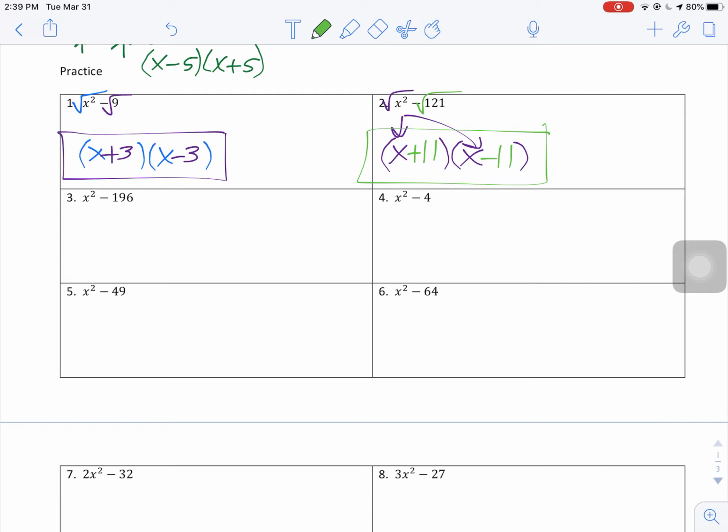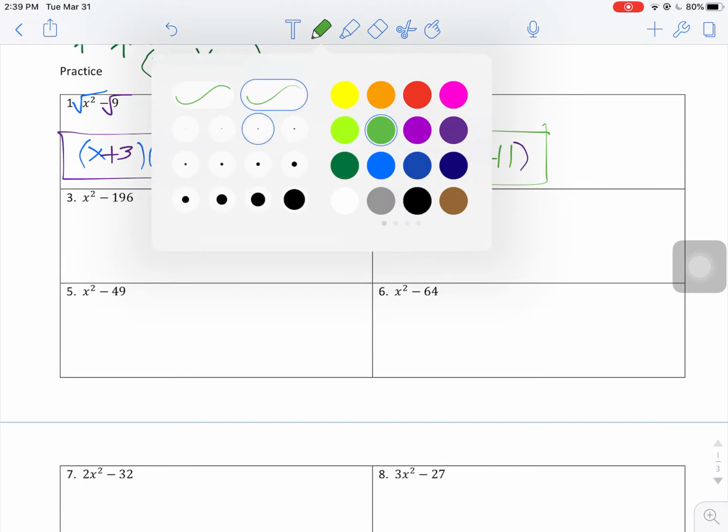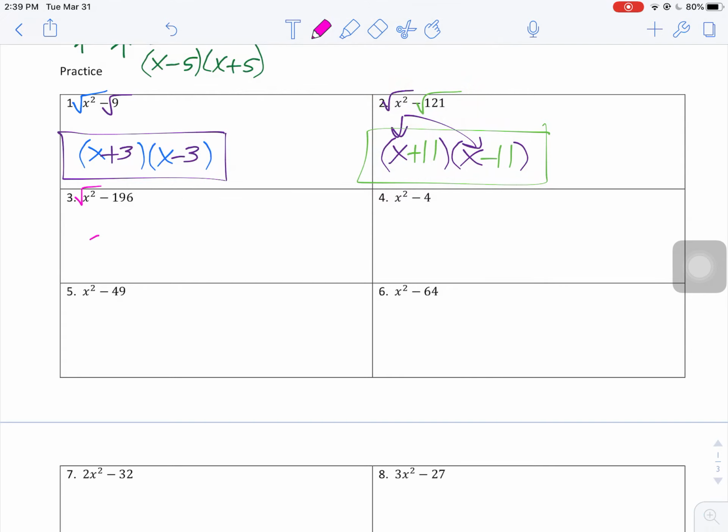At this point, why don't you pause the video and do 3 through 6. So on 3 through 6, when you look at all of these really quickly, none of them have a GCF. All of them are 2 terms, so they're all binomials, and they're all subtraction, and they all have perfect squares. So you just do a bunch of square rooting. I'm going to go through this fairly quickly. So square root of x squared is x. Square root of 196 is 14. Make one positive, make one negative.